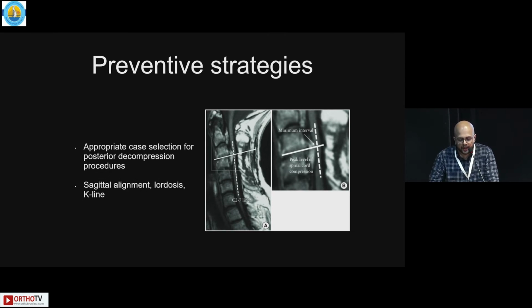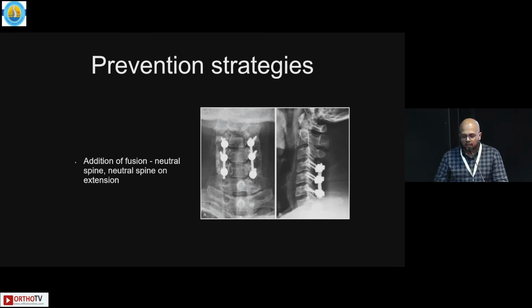You should have an appropriate case selection when you are going for a posterior decompression alone. So patients with a good lordosis, sagittal alignment, and the K line, which is usually used for decision making. You should not be hesitant to add a fusion, particularly in patients with neutral alignment or neutral alignment on extension, and the at-risk cases which we mentioned above. Adding a lateral mass fixation helps in preventing this.